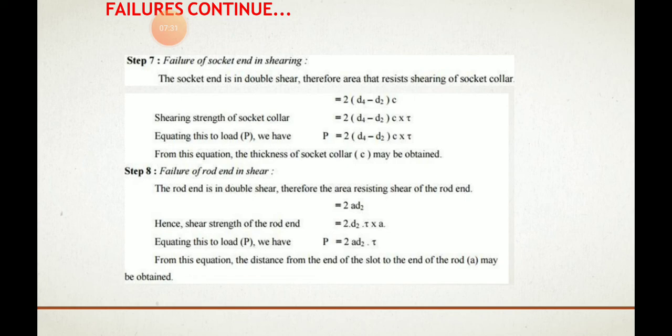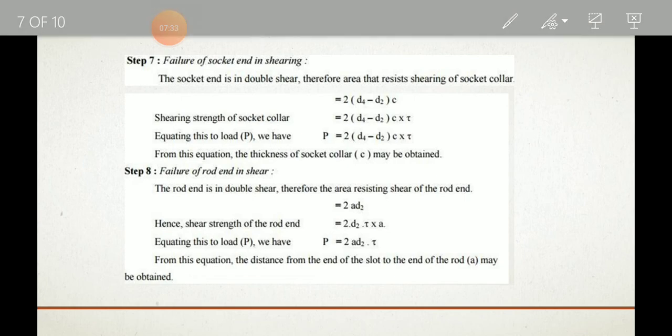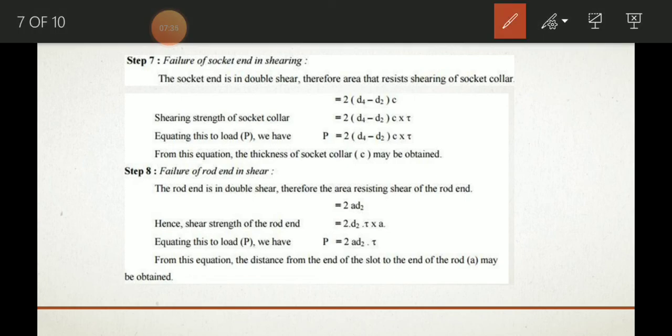Similarly, failure of the socket in shearing. We calculated in crushing, now we calculate in shearing. This is for the double shear. P equals 2 into d4 minus d2 into c into tau. So this is how we can design the quarter joint. Now we have to remember the procedure.